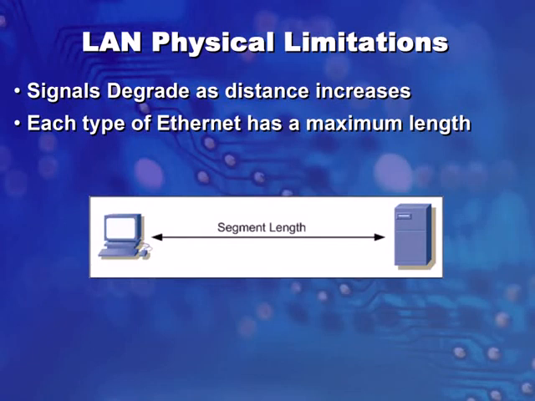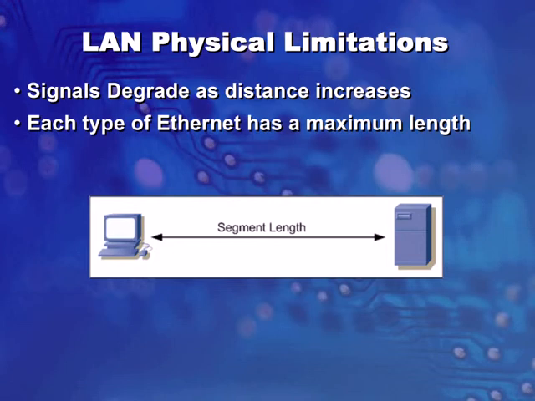First thing we need to understand is the physical limitations of Ethernet. The overall segment length has to be a certain distance. Depending on the type of cable you're using, as we saw in the previous section, you've got length limitations that you must adhere to.